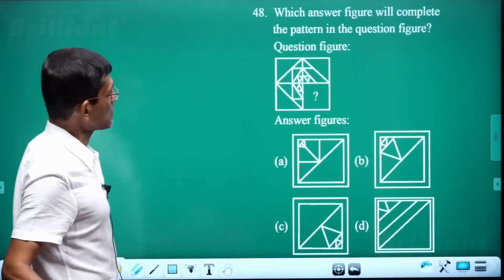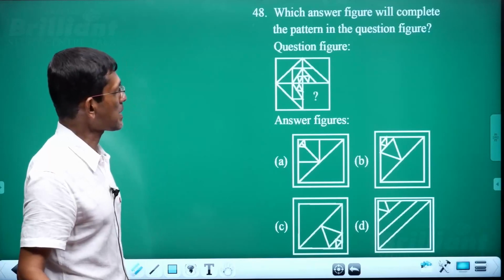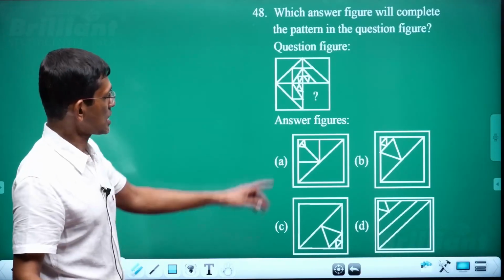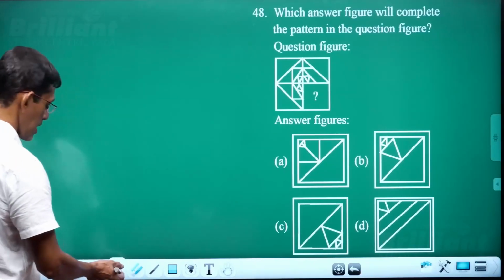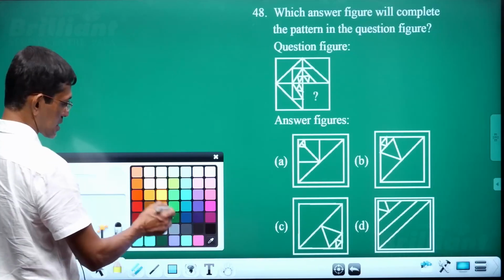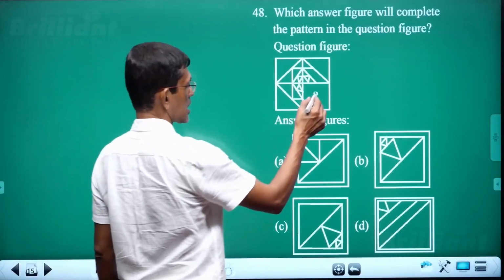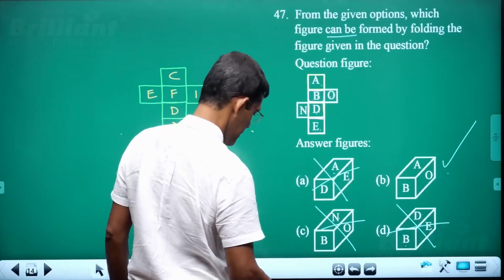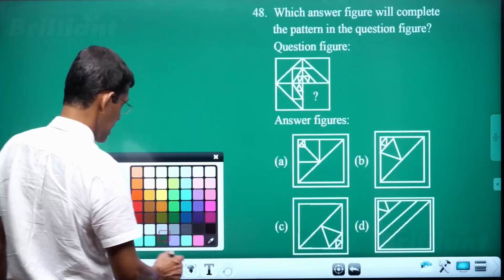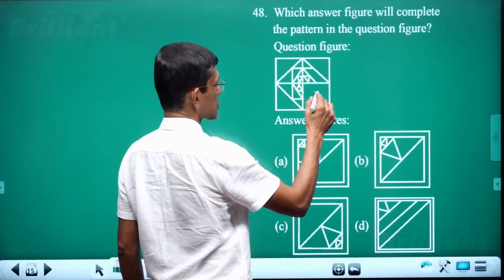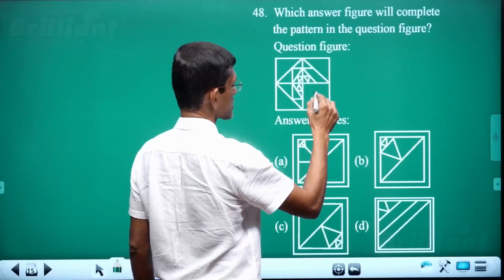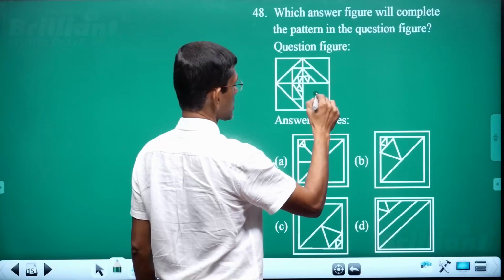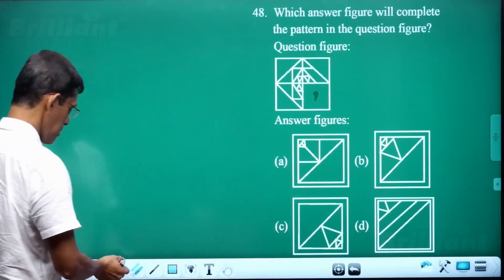Next one, 48. Which answer figure will complete the pattern in the question figure? So here is a question figure. Let's look at which answer choice. Okay, so let's complete the figure first. So let me take another color for that. Yeah, this one. So we'll get rid of that question mark first. So assume that there's no question mark. So now we are going to complete that figure.